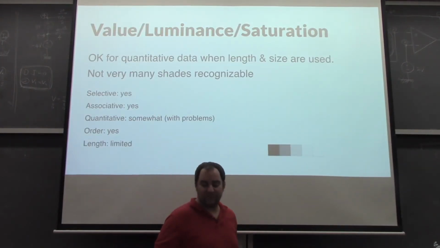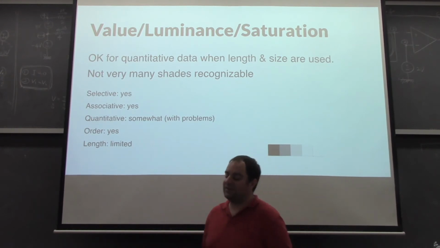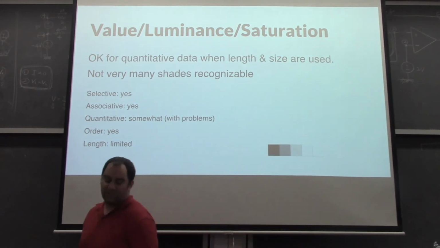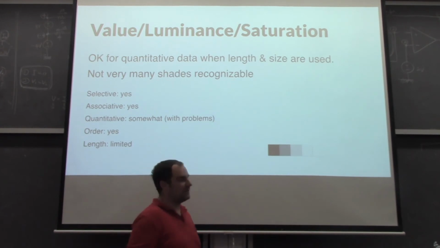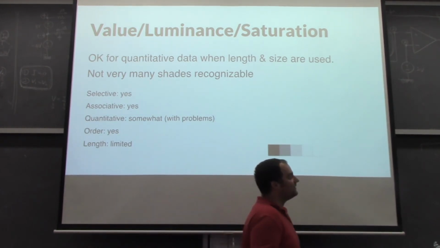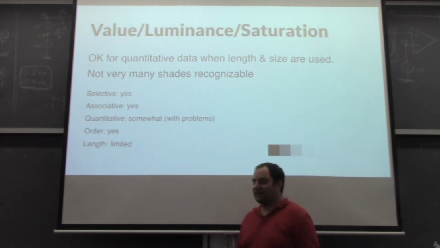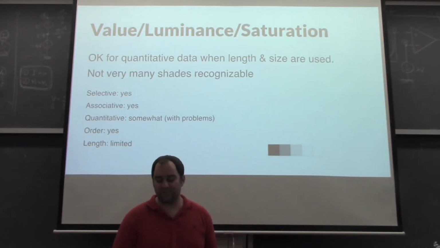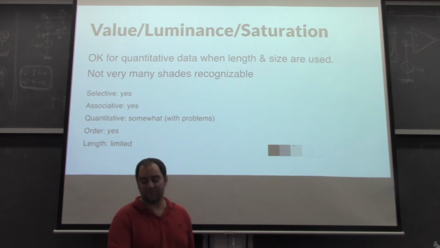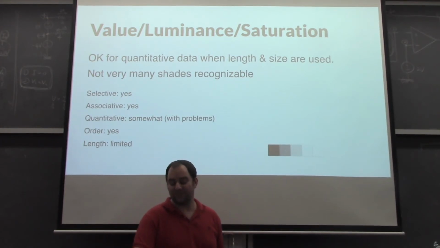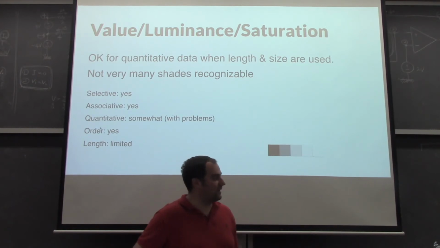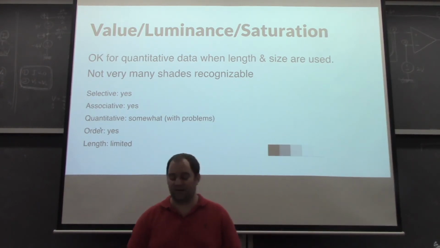Value, luminance, and saturation are okay for quantitative data when you can't really use length and size because they're used in some other way already. You can't really recognize very many shades. They are selective, they are associative, they are somewhat quantitative, but there are problems, so it's hard to judge whether this is twice as big as this, for example. They're ordered, and we only have a limited vocabulary of them, so we can do maybe 8 or 10 different ones.